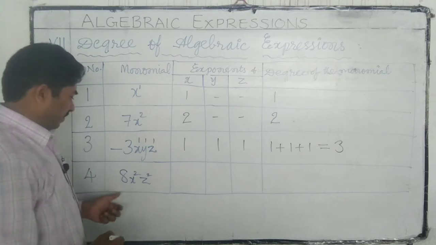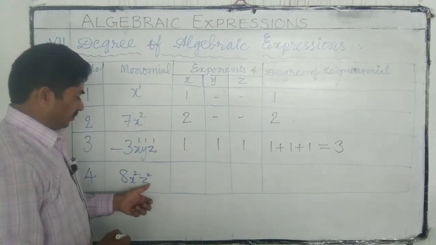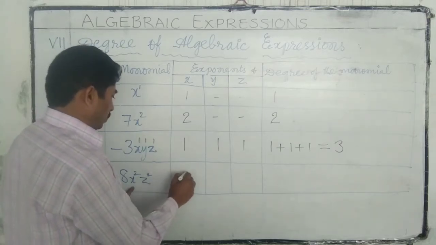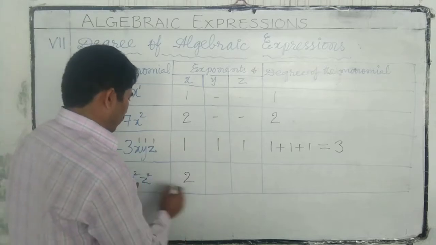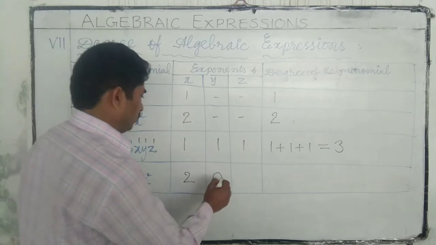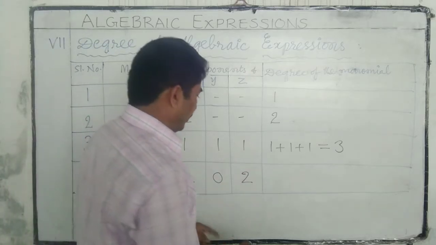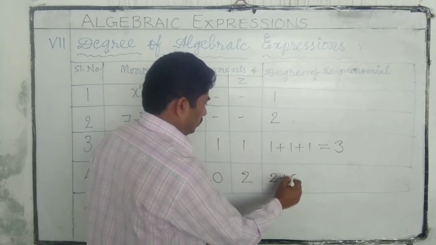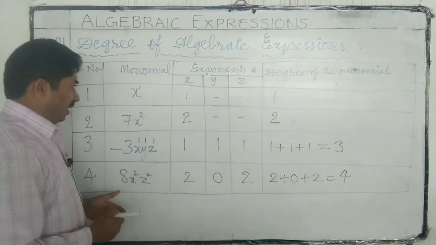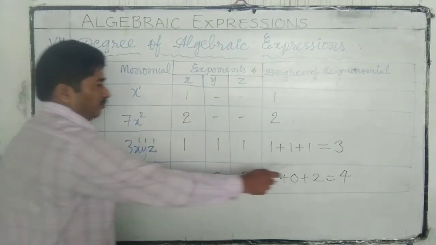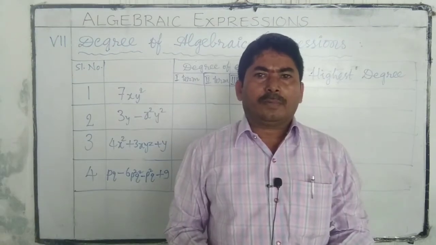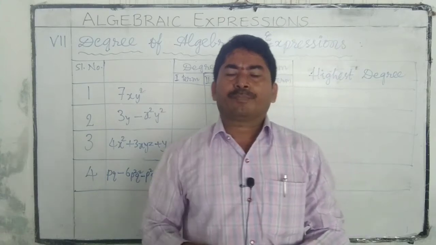Next, fourth one, here 8x square z square. The exponent of x is 2. Exponent of y, here no y, so that's why 0. Exponent of z is 2. So sum of the exponents is 2 plus 0 plus 2 is equal to 4. The degree of this monomial is 4. Degree of constant term is 0.